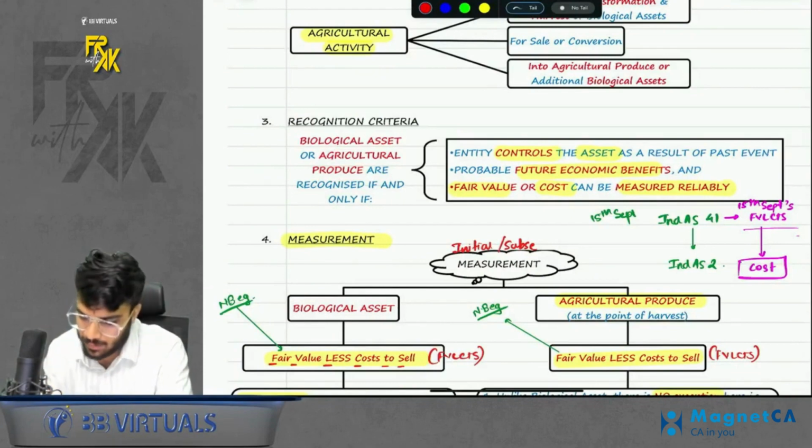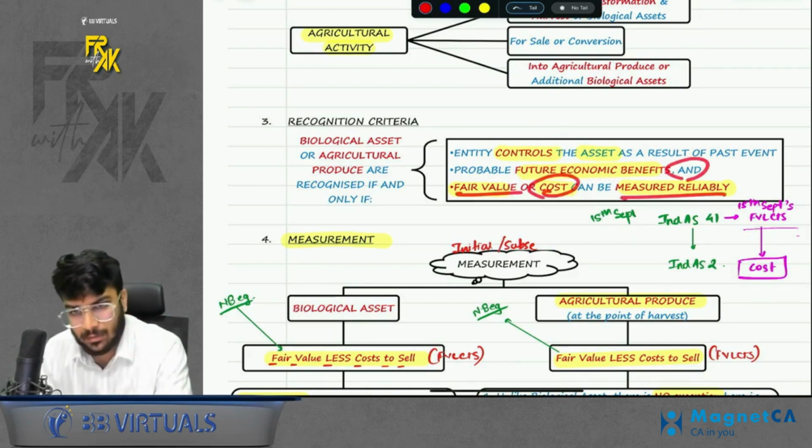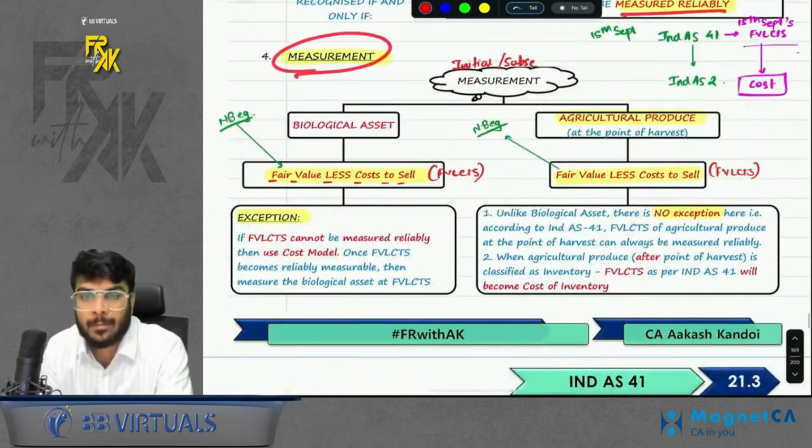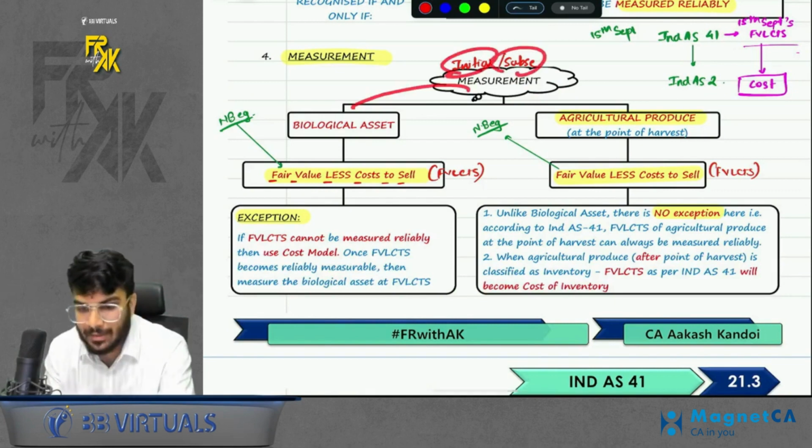So when will you recognize these 2 items in your financial statements? 3 conditions to be met. First, you should have control. Second, there should be future economic benefits. And third, fair value or cost should be measurable reliably. Next point, measurement. How will you measure the biological asset and agriculture produce? Listen to me carefully. Initial and subsequent measurement is the same, okay?